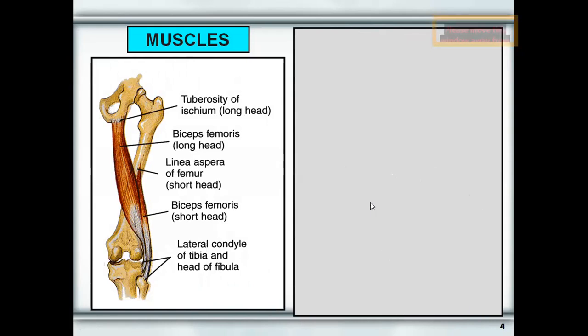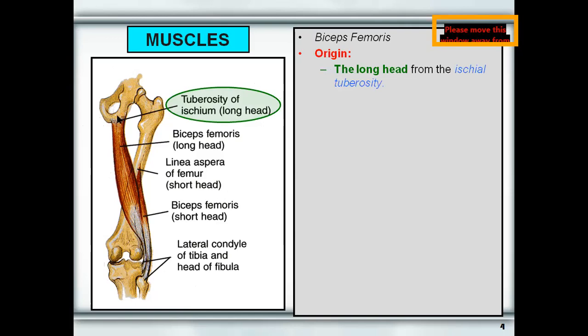If you remember the osteology part, all hamstrings take origin from the ischial tuberosity. Now let us start with biceps femoris first. Biceps, in the sense that it has two heads: the long head and the short head. As you can see from this picture, the long head comes from the ischial tuberosity, and the short head comes from the lateral supracondylar line area. The long head is quite bulky, whereas the short head is short in size.